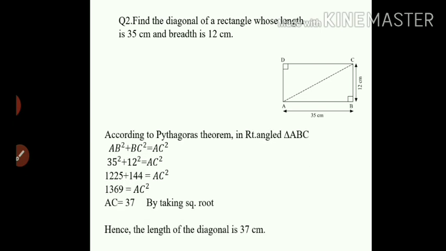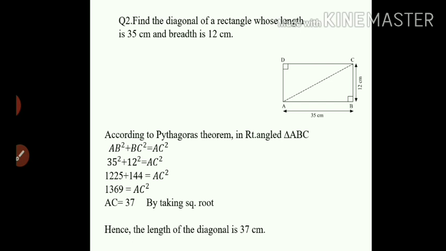So again we will be using Pythagoras theorem. According to Pythagoras theorem, in right angle triangle ABC, hypotenuse square equals side 1 square plus side 2 square. So AB square plus BC square will be equal to AC square. Now AB is 35, so 35 square plus BC is 12, so 12 square equals AC square. 35 square is 1225 plus 12 square is 144 equals AC square.